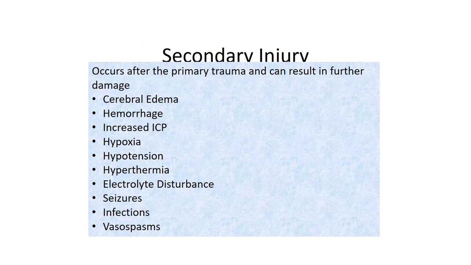Then what is secondary injury? Secondary injury generally occurs after the primary trauma and can result in further damage. And as you know, all the secondary injury we can know from the CT scan and also from the blood investigation. Secondary injury means we will find cerebral edema, cerebellar hemorrhage, increased intracranial pressure, hypoxia, hypotension, hyperthermia, electrolyte disturbance, which is one of the most important components we can find in the blood investigation. And one of the most important things, always after the TBI, we try to prevent the seizure, because any seizure activity is one of the major threats to the patient. Then in the subsequent phase, there is infection or vasospasm. So these are the secondary injuries following the trauma.